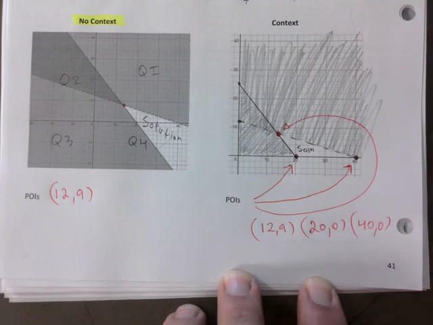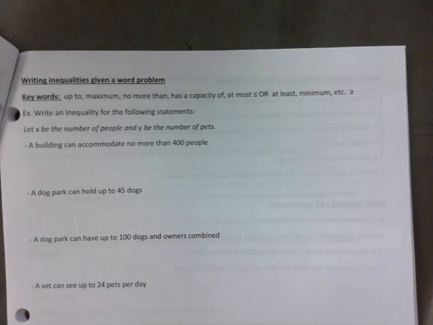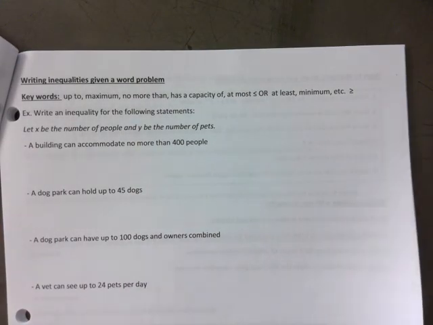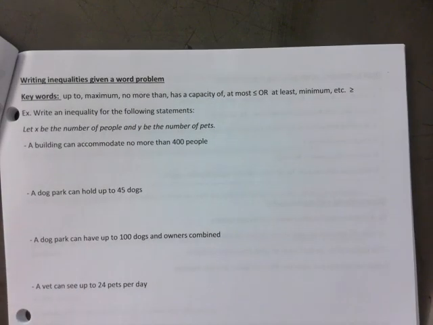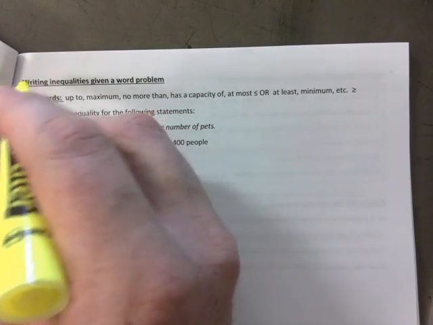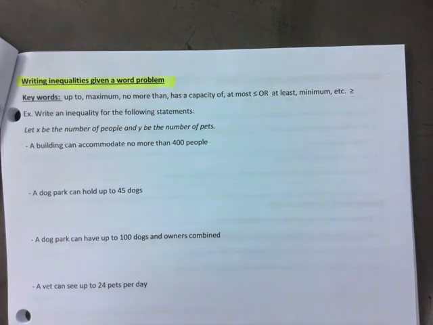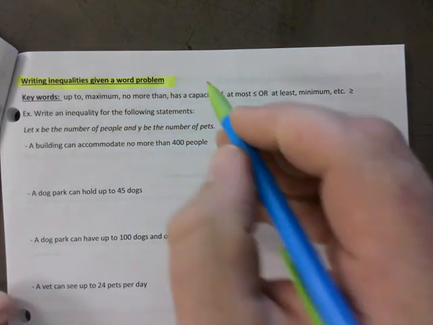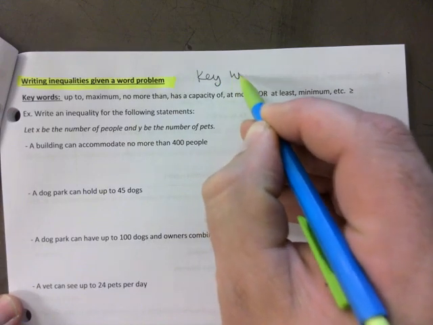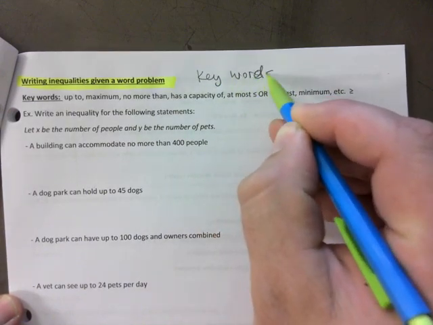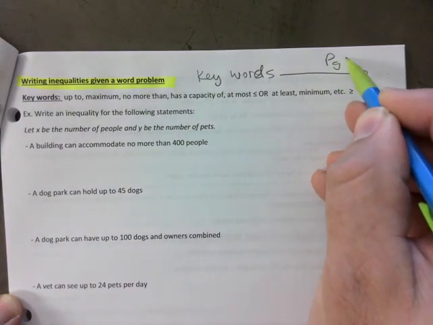Page 42. I want to see if I added this to your booklet. Okay. Writing inequalities given a word problem. I'm gonna tell you the key words are gonna be on page 48.